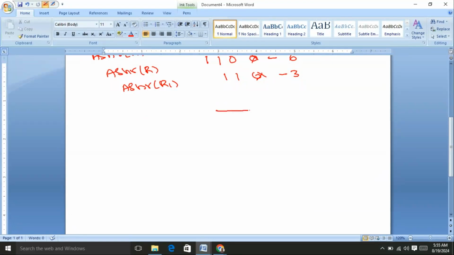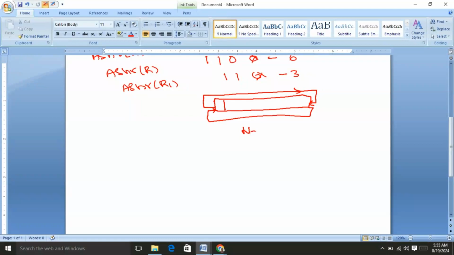That means we are going to rotate the data within the register without loss, either from left to right, in this manner, or right to left, in this manner, right? So here the data cannot be lost in a circular shift. After we perform n minus 1 shifting operations in left shift, the original data is preserved. That means the original data is intact.